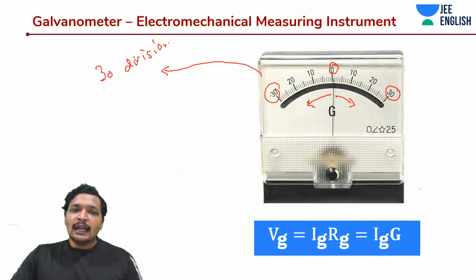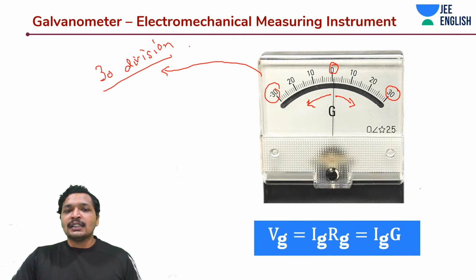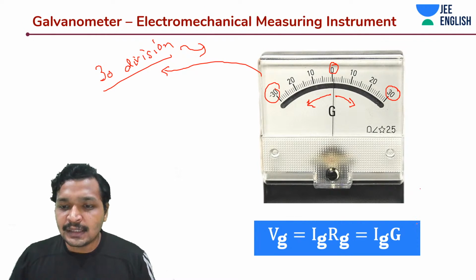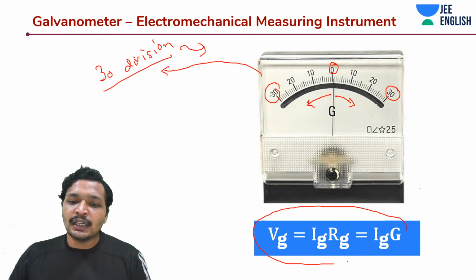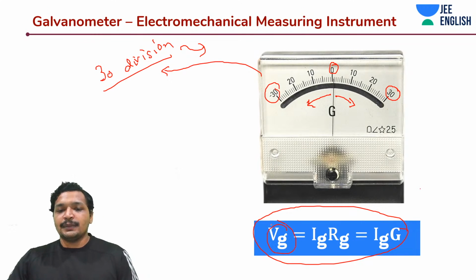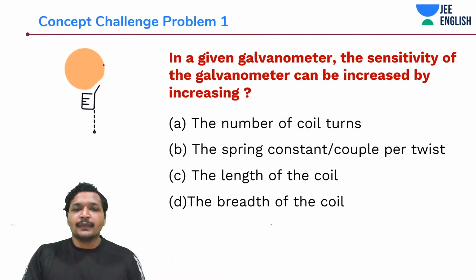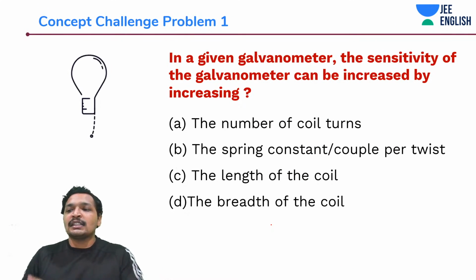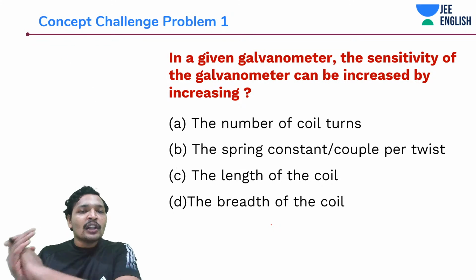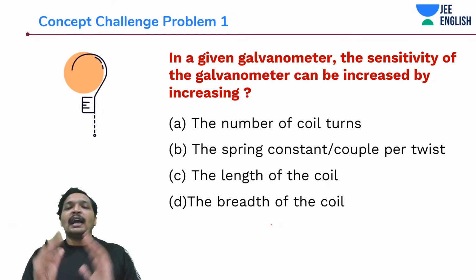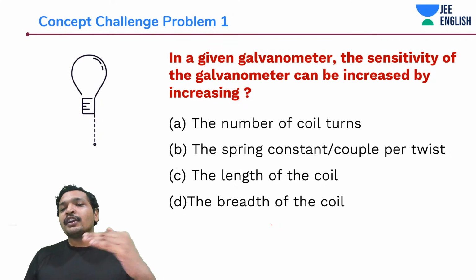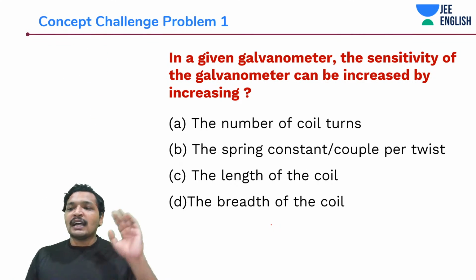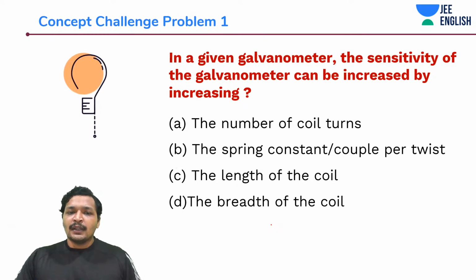The current that will be flowing to reach this 30 divisions is called what? Full scale current. That's it. You can find it out using this, and also you can find out full scale voltage. Easy. Now let's get into concept challenge problem number 1. Students, get started on this. Until now you understood all the concepts, how a galvanometer works. Now you need to get started on the answer. Anyone who has even just begun with the class will be able to answer this, given that you understood the concept.